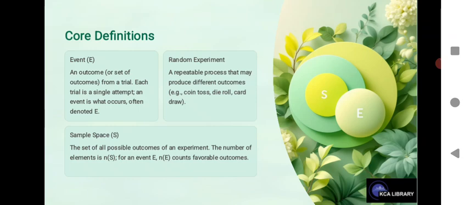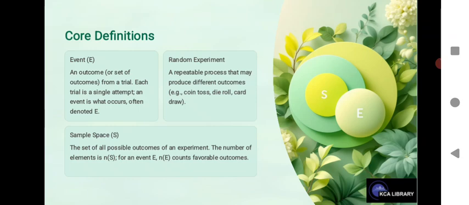Now let's look at some of these definitions. What is an event? An event is an outcome or set of outcomes from a trial. Each trial is a single attempt. An event is what occurs. It is often denoted as E. So when you hear event under probability, what it is referring to is outcome. What is the outcome of the trial?